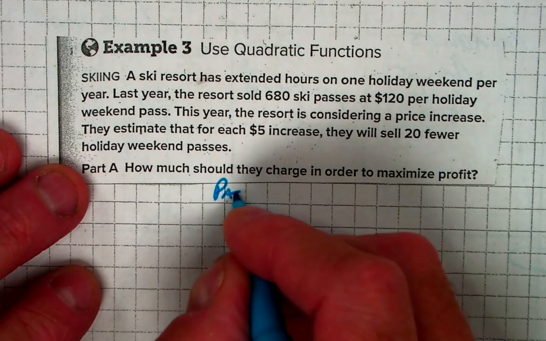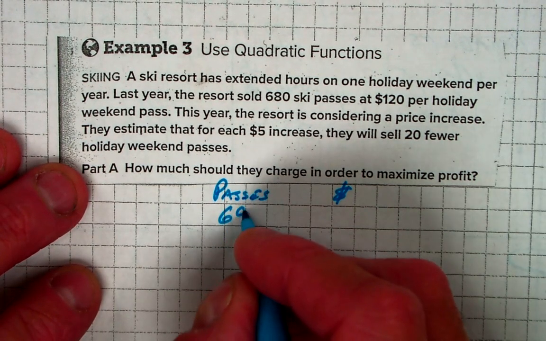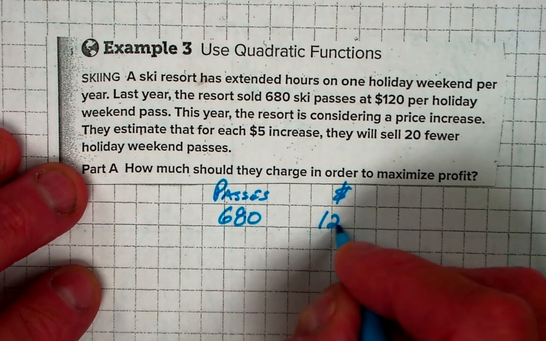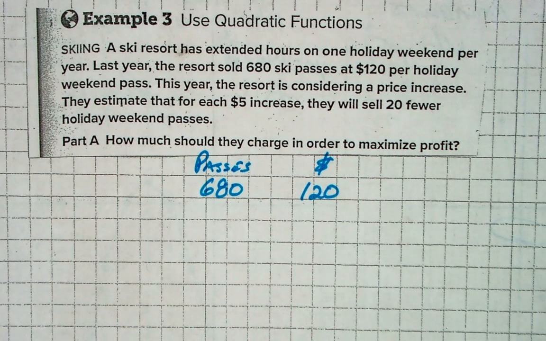So we have a number of passes and a certain price. So right now there's 680 passes at $120. Could we figure out what their revenue is, how much money they're bringing in? What do I do with these two things to find out how much revenue they brought in?